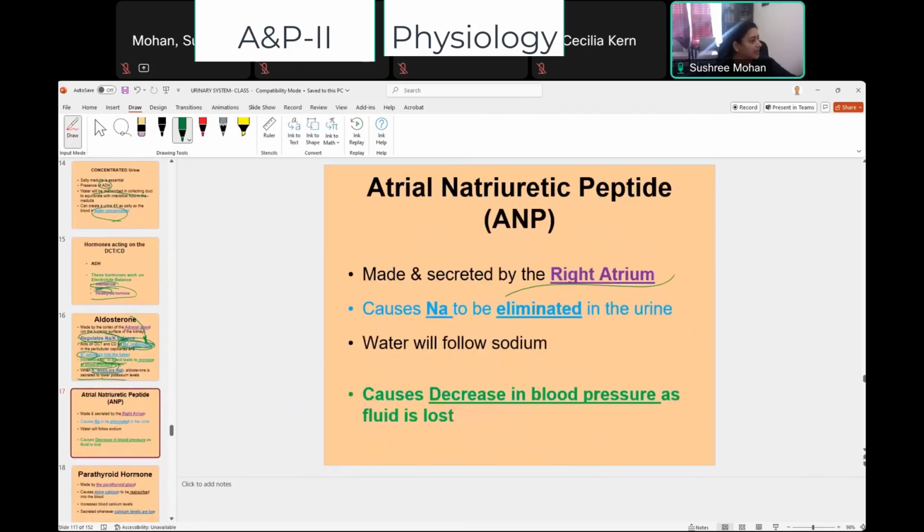ANP, that is made by the right atrium of the heart. It causes the sodium to be eliminated in the urine. If sodium is removed, water will also be removed. So ANP causes more urination, more water will go out. And if more water goes out, that means a decrease in the blood pressure. It is antagonistic in function. It will bring the blood pressure down by kicking out the sodium, kicking out the water.